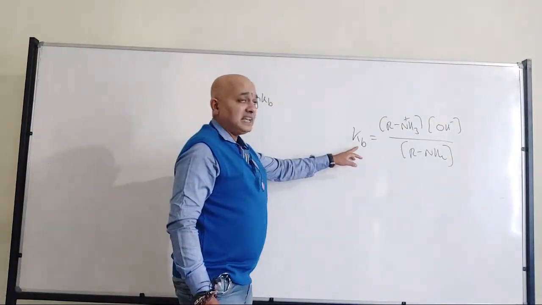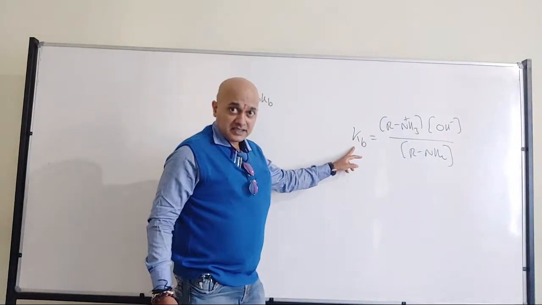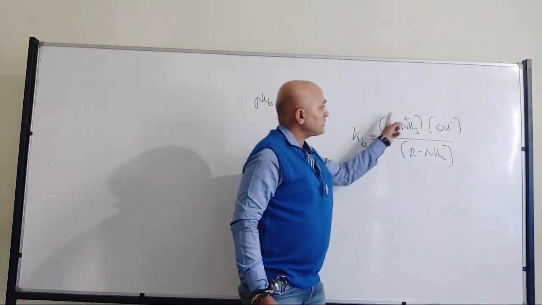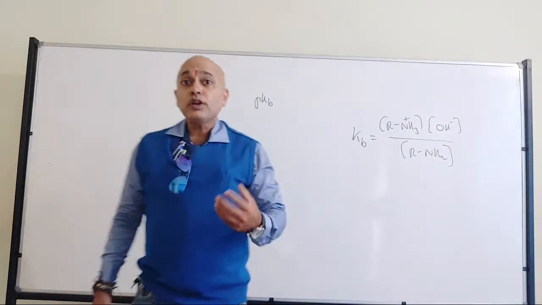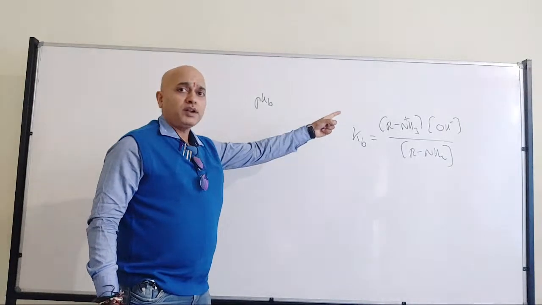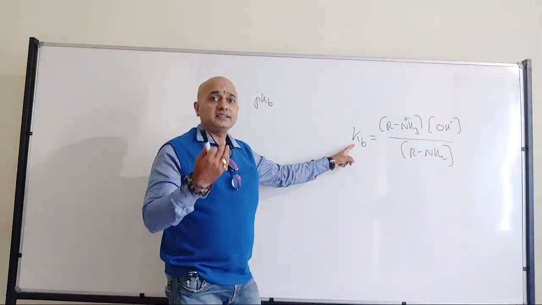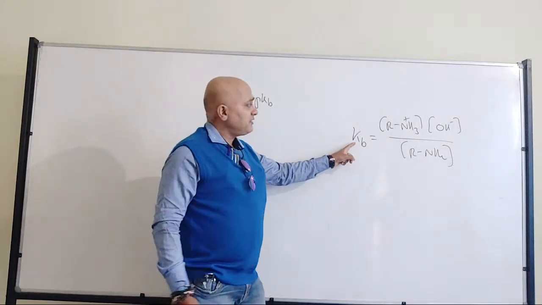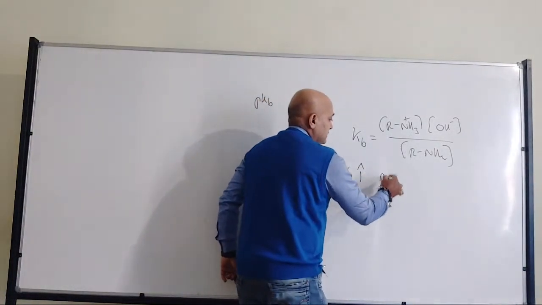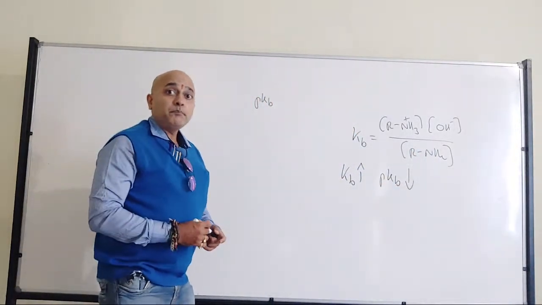Now, if Kb value is getting increased, it means Lewis base character is increased, because more amount of this product has been formed. So more amount of H plus has been taken. Then only we can have more amount of product. As the value of this one increases, Kb value will also increase. Yes or no? So in that way I can say that since Kb value is getting increased, there should be a decrease in the pKb value.